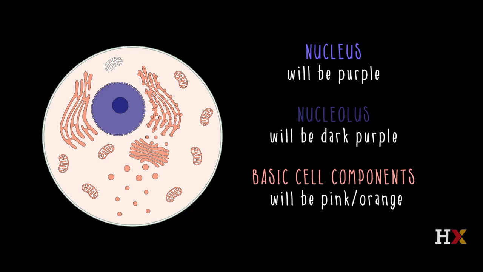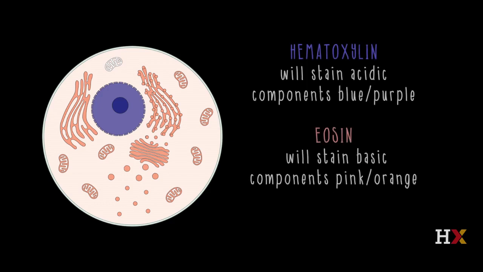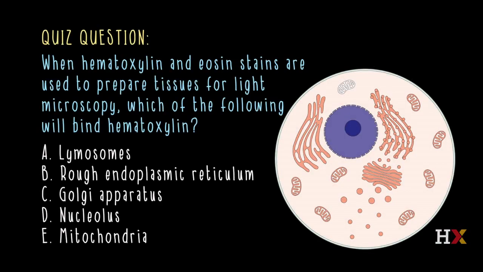If we use both stains, we'll have a cartoon cell stained to look relatively similar to the cells and tissues that you'll be seeing in a moment. So hematoxylin staining acidic components blue, eosin staining almost everything else pink. So for a quiz question, when hematoxylin and eosin stains are used, and these are the stains that you'll be seeing, which of the following structures would bind hematoxylin?